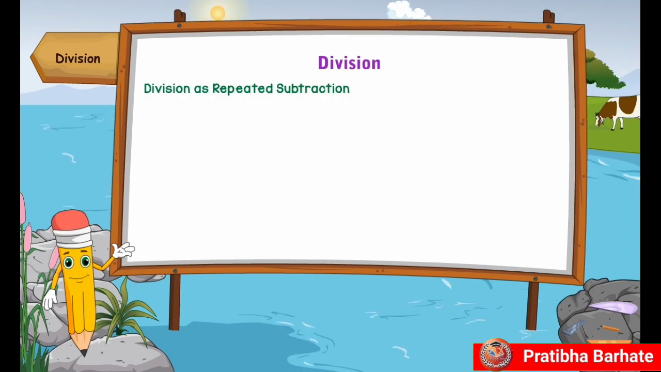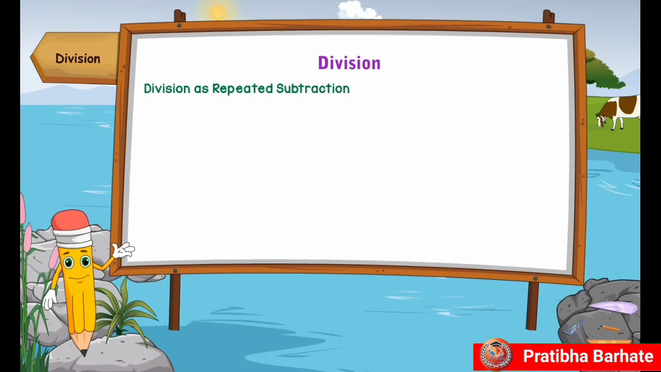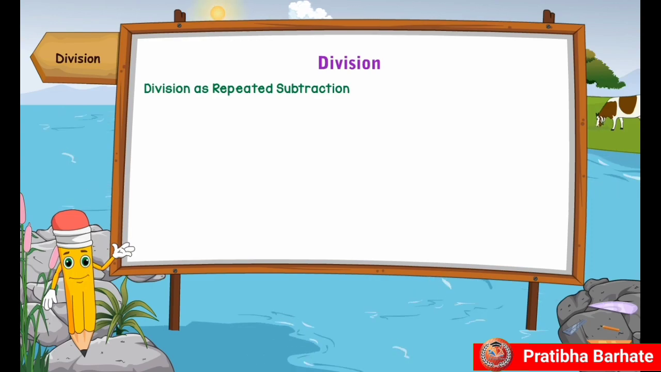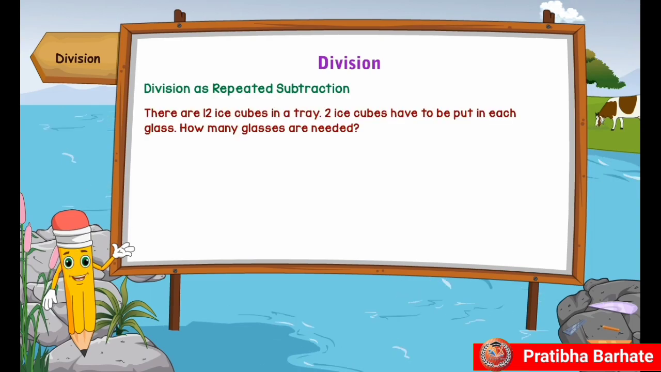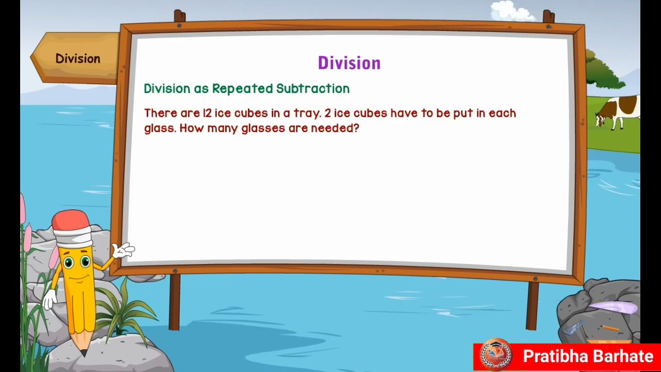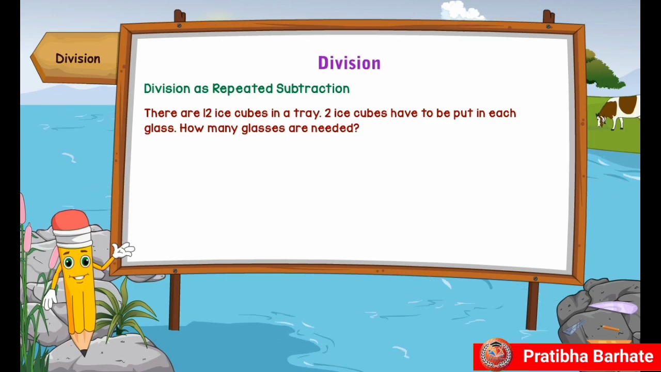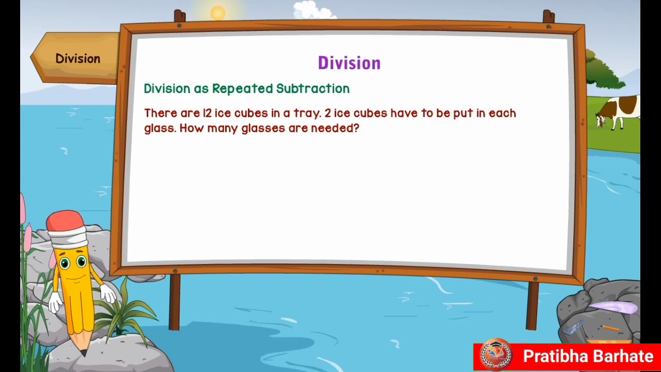Division as repeated subtraction. Division can also be understood as repeated subtraction. Let's consider an example to understand this concept. There are 12 ice cubes in a tray. 2 ice cubes have to be put in each glass. How many glasses are needed?